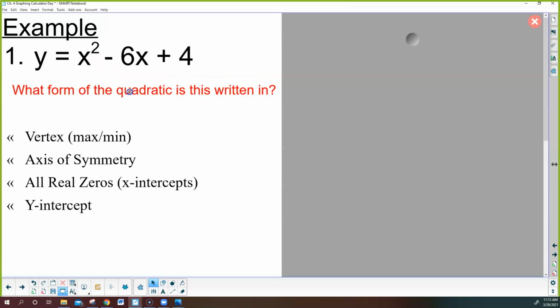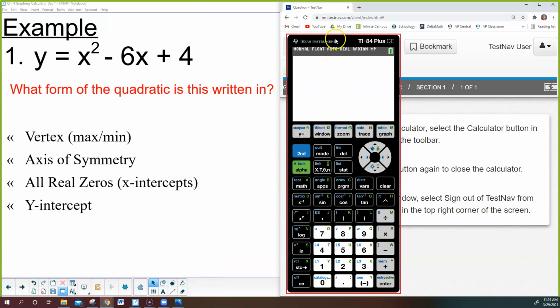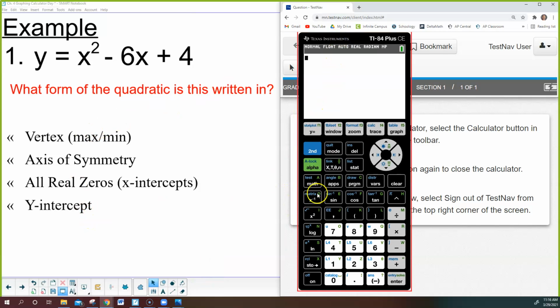But if I look at this part, what form is the quadratic in? Well, this is our standard form where we have the ax squared plus bx plus c. This form isn't very easy to determine vertex and axis of symmetry. You had to use that special equation, opposite b over 2a. But if we graph it, you can find these points very quickly.